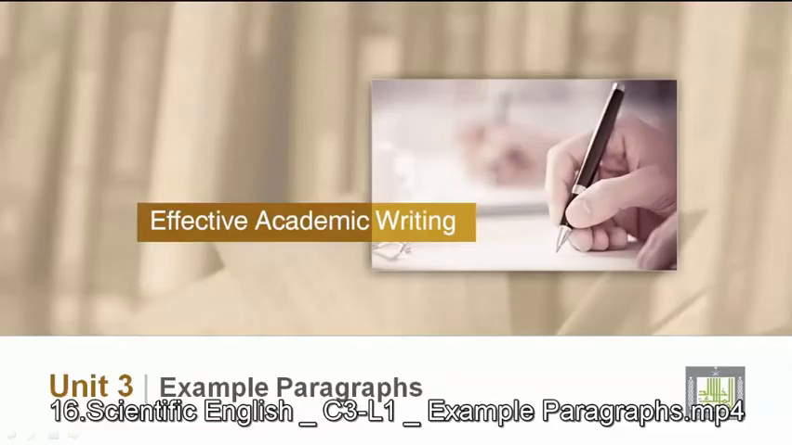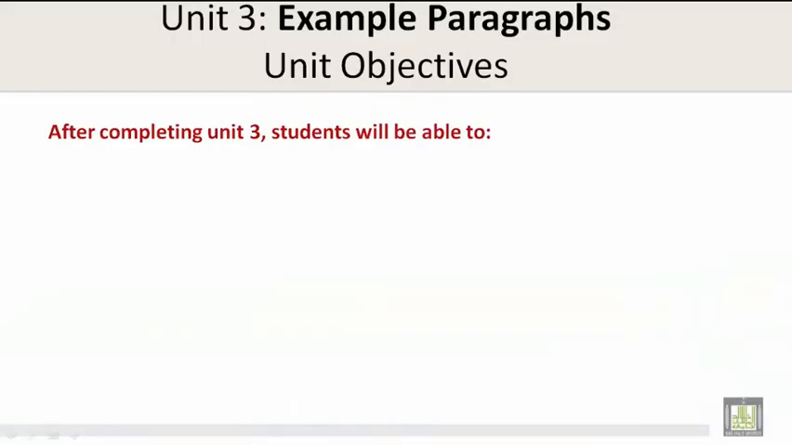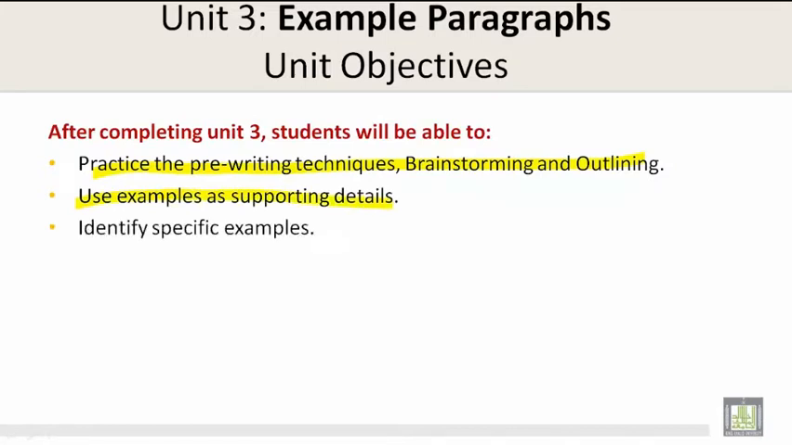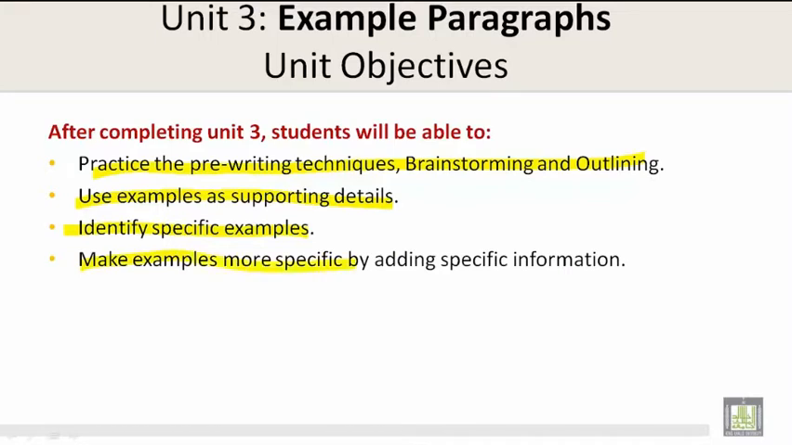Effective academic writing. Unit 3. Example paragraphs. After completing Unit 3, students will be able to practice the pre-writing techniques, brainstorming and outlining. Use examples as supporting details. Identify specific examples. Make examples more specific by adding specific information.